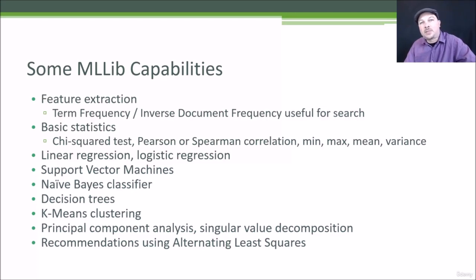There was a naive Bayes classifier built into MLLib. So remember that spam classifier that we built a few lectures ago? You could actually do that for an entire email system using Spark and scale that up as far as you want to. Decision trees, one of my favorite things in machine learning.